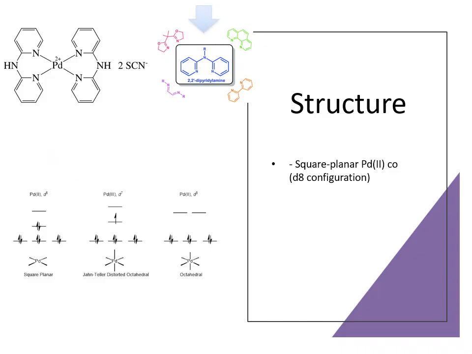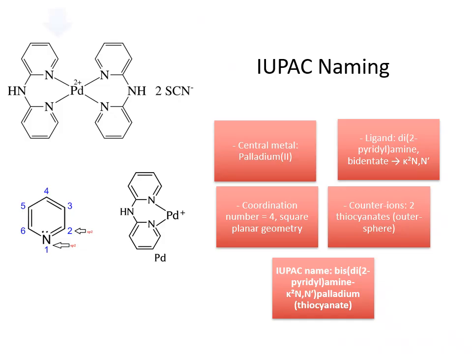And the figure in the top right shows the two bidentate dipyridyl amine ligands, with each ligand coordinating through two nitrogen atoms to form pyridine rings. In this overall structure, the atoms in a ligand that are coordinating to the center of palladium are indicated by the letter kappa. And since there are two donor atoms from the ligand involved in coordination, it will be identified by kappa squared.